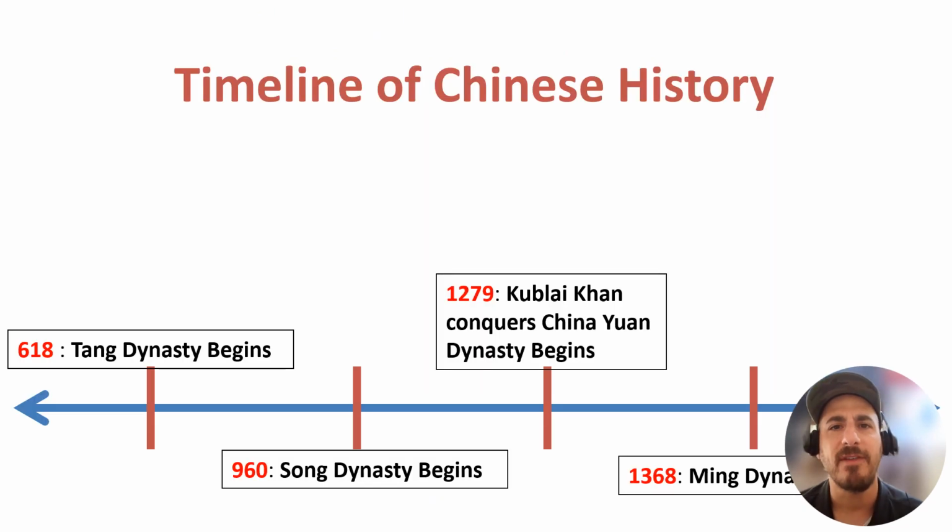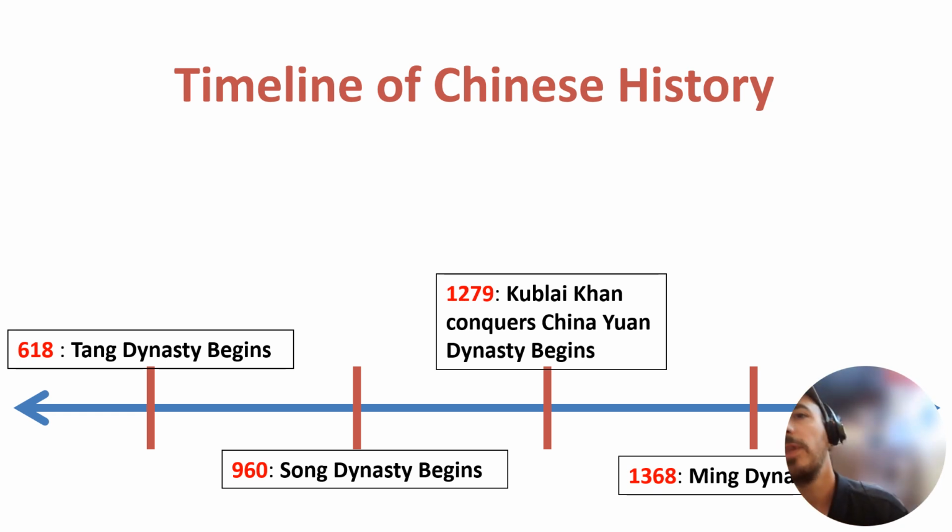Okay, now I have not had you do a timeline before, but because this unit's a little bit more complex, because we're going to add, like I said, four more dynasties, I think this is actually really useful for you. So what I would do is I'd draw a horizontal line, and I would put 618, which of course reflects 618 AD, and put the Tang dynasty begins. Then in the year 960, the Song dynasty begins.